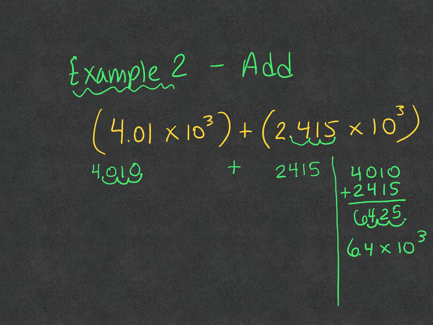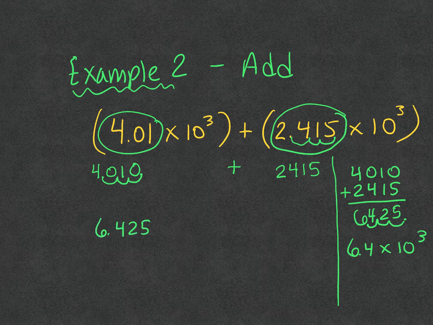But that's a little more work than we actually need to do. What we actually need to do is simply grab our calculator or use our heads and add those two numbers together. And you'll come up with 6.425. And then because your exponents are the same, you can keep it the same, times 10 to the 3rd. Notice that these two are equivalent. I just didn't include all my decimals over here.